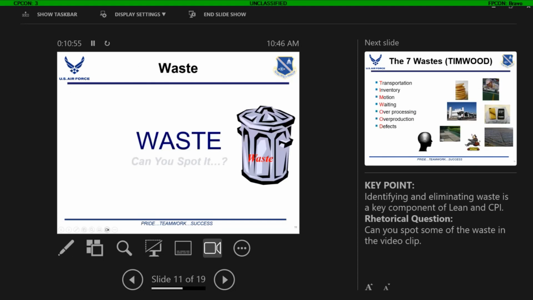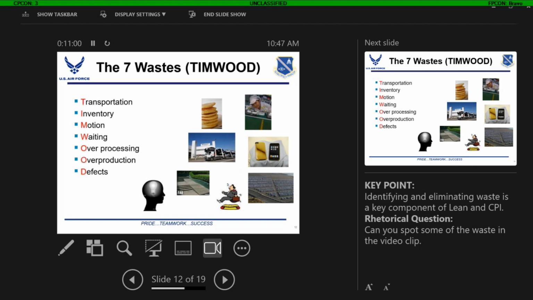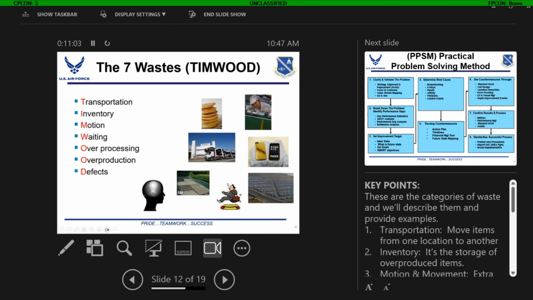Let's talk about waste. When you look around your organization, can you spot it? Lean identifies 7 different types of waste and has the acronym TIMWOOD. TIMWOOD stands for transportation, inventory, motion, waiting, overprocessing, overproduction, and defects. Any process, regardless of its throughput, will have waste, and it may have more than one of these categories within it.